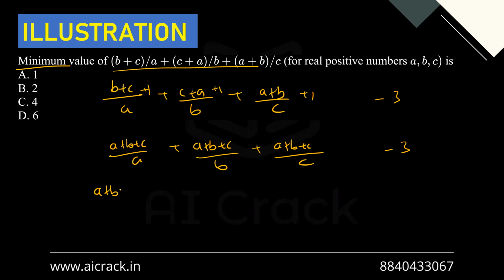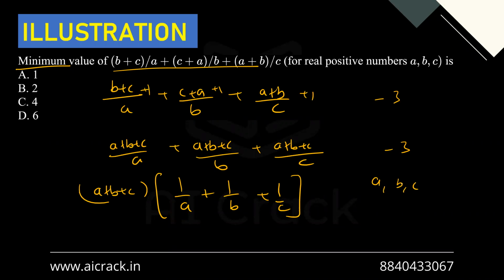Now what I can do is take A+B+C as common. That would give me (A+B+C)(1/A + 1/B + 1/C). Why did this thought come into my mind to take A+B+C as common? Because I can clearly see the application of the AM-HM inequality over there, right? So if we talk about A, B and C and apply the AM-HM inequality, I'll be getting (A+B+C)/3 greater than or equal to 3 divided by (1/A + 1/B + 1/C). If I cross multiply, I'll be getting this product only, and that is greater than or equal to 9.